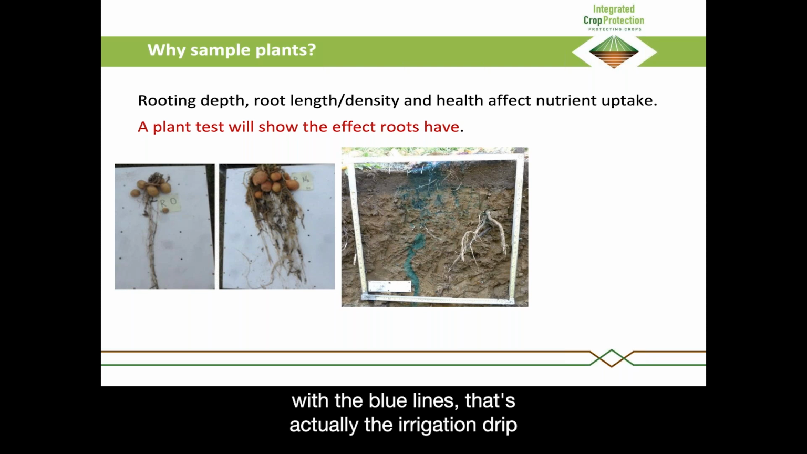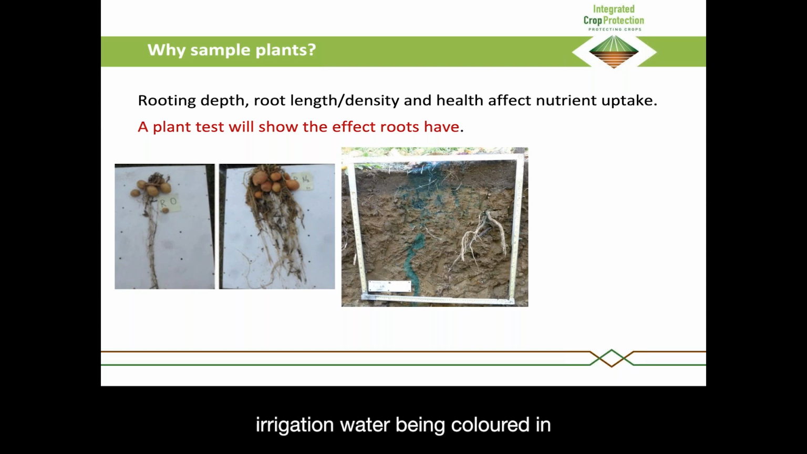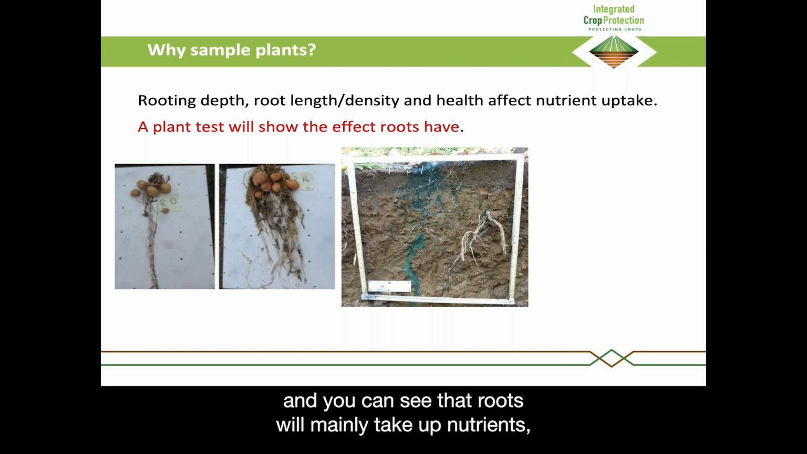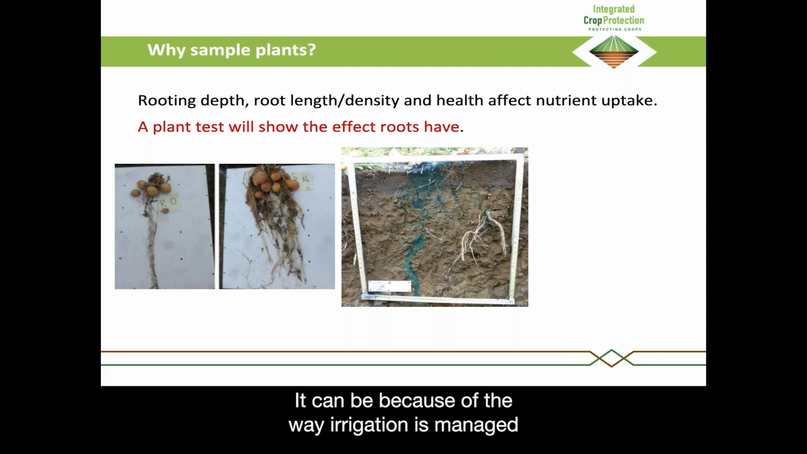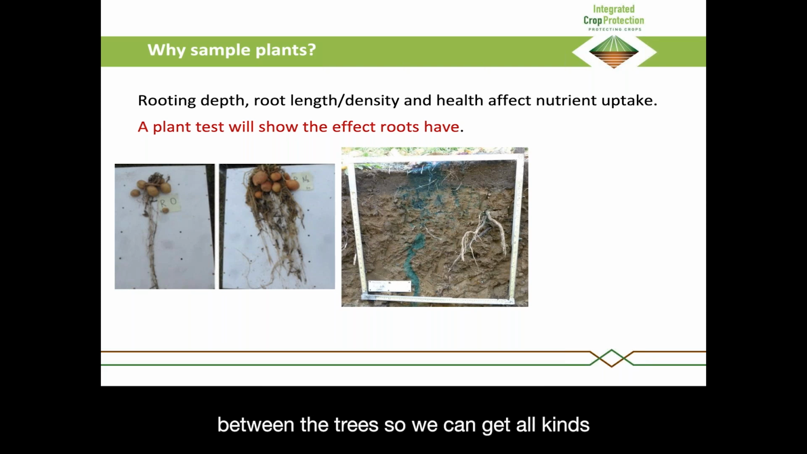So one thing I want to highlight is, especially in perennial crops, where you can see these scraggly roots with the blue lines. That's actually the drip irrigation water being colored in. And you can see that roots will mainly take up nutrients, obviously, where the water is. So our soil analysis is not going to really give us a good indication of what's happening in systems like that. Having excavated a lot of trees and orchards, this is quite common: the tree roots are not necessarily where you actually take samples. Because of the way irrigation is managed, most of the feeder roots can be under the grass in the interrow. We still sample in between the trees, so we can get all kinds of wrong information just relying on the soil test.